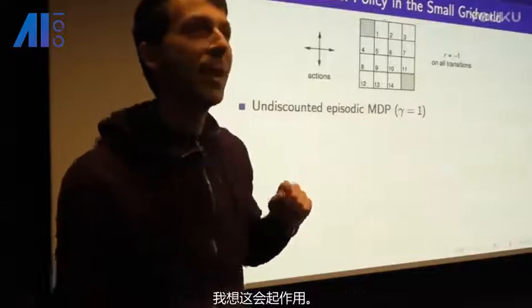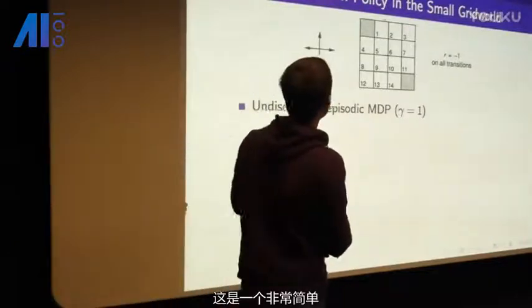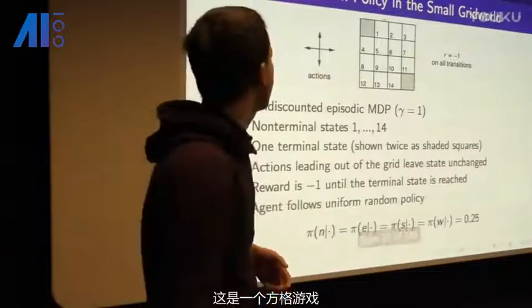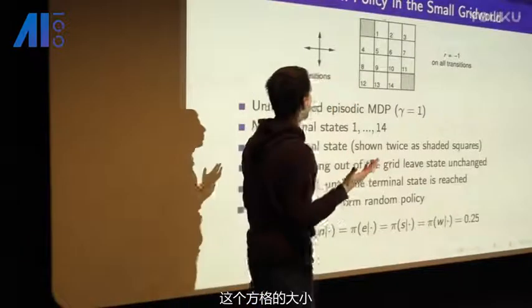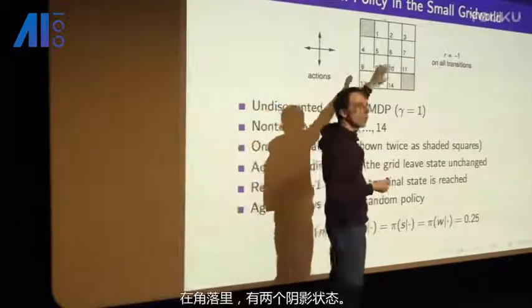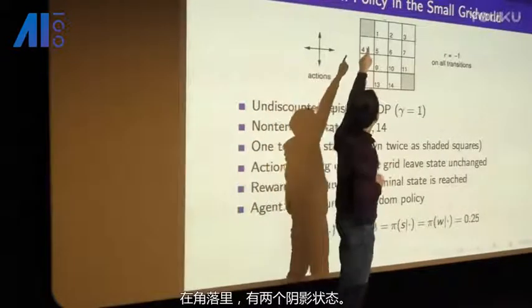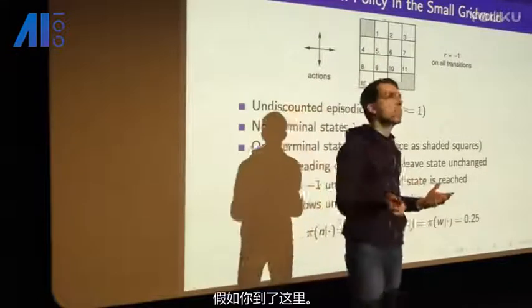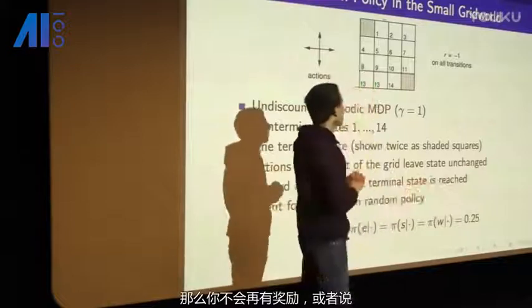Let's do an example. I think that will help. We'll consider this very simple example, a small grid world. So what's this grid world about? We've basically just got this little 4x4 grid. It's got two shaded states in the corner here. These are terminal states. If you end up in this state, end of episode, no more reward.